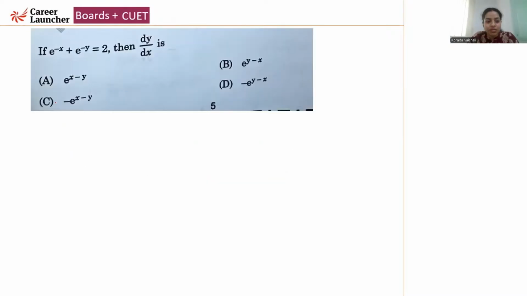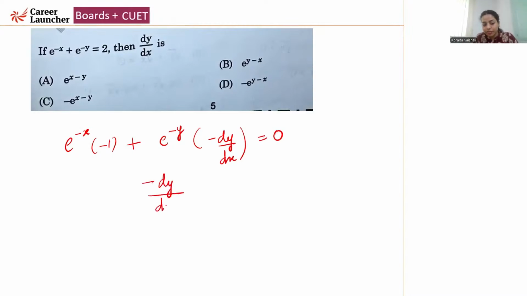Now let's move on to question number 7. It says that we are given an expression and we need to calculate dy by dx. So let's do it. Let's differentiate both sides. So that is going to be e to the power minus x. Then we will have -1 plus e to the power minus y. And the derivative of minus y is going to be minus dy by dx. And this expression is equal to 0 because the derivative of a constant is 0. So let's rearrange the given expression.